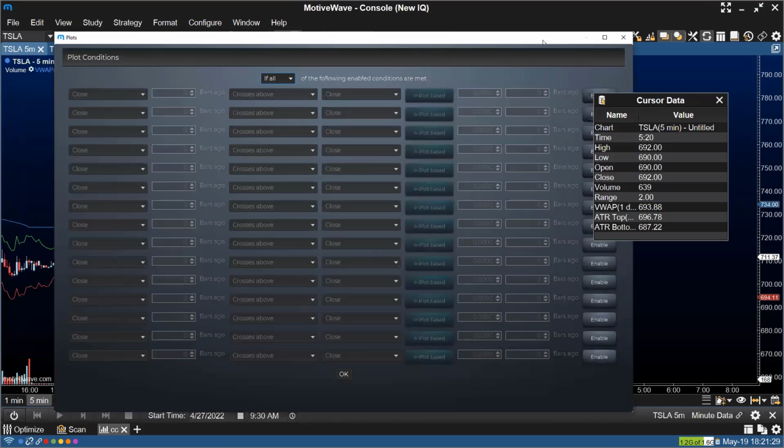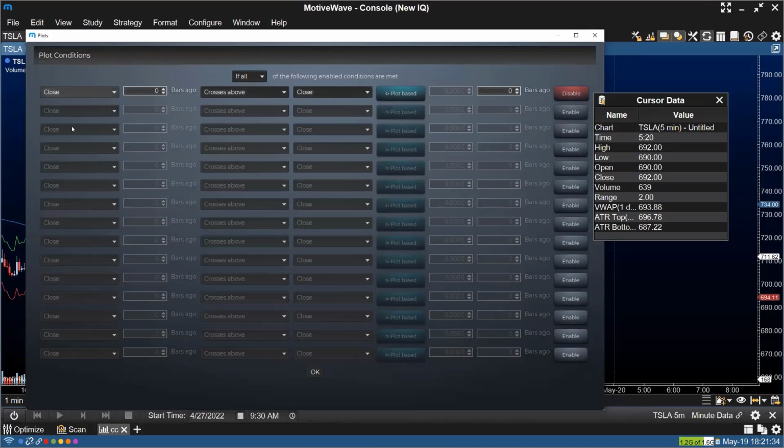We'll open up our plot conditions. And as we decided, we want to go long if the close price of the bar crosses above the intraday VWAP. That plot is visible on the chart as VWAP bracket 1 day false. So this is saying if the close 0 bars ago crosses above the VWAP 0 bars ago, and if all these conditions are met, we only have this one condition enabled, we can have up to 15.